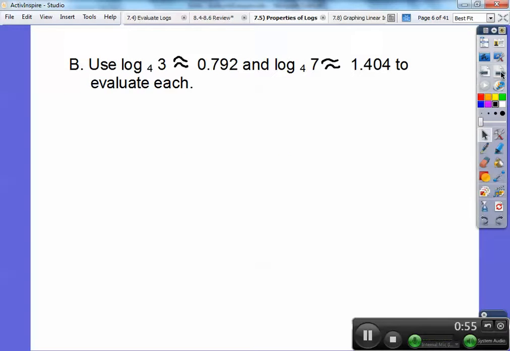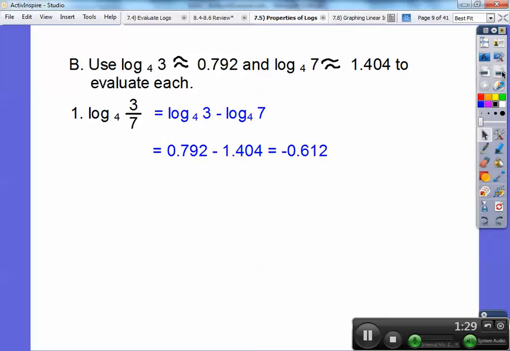All right, so let's use log base 4 of 3, which is approximately equal to 0.792, and log base 4 of 7, which is approximately equal to 1.404, and we're going to evaluate each. The first one, log base 4 of 3/7. Using that second rule, we separate them with a subtraction sign. The 0.792 goes here and the 1.404 goes here, and then we subtract those two numbers and get negative 0.612. Nice and easy, huh?